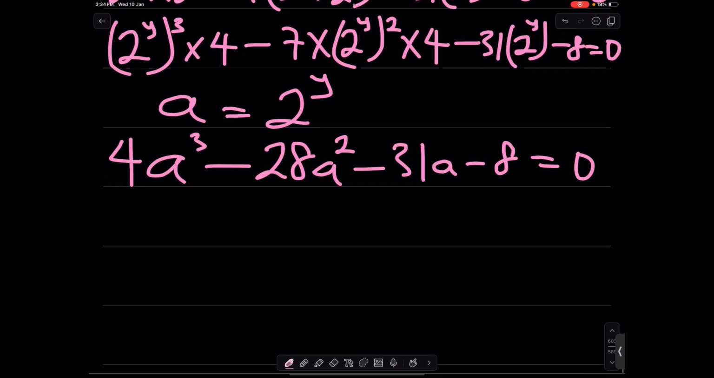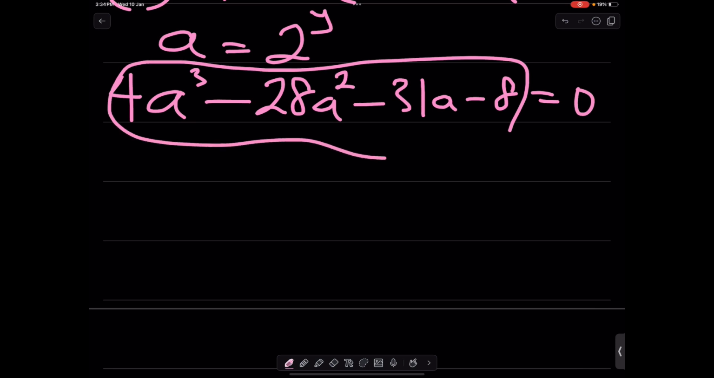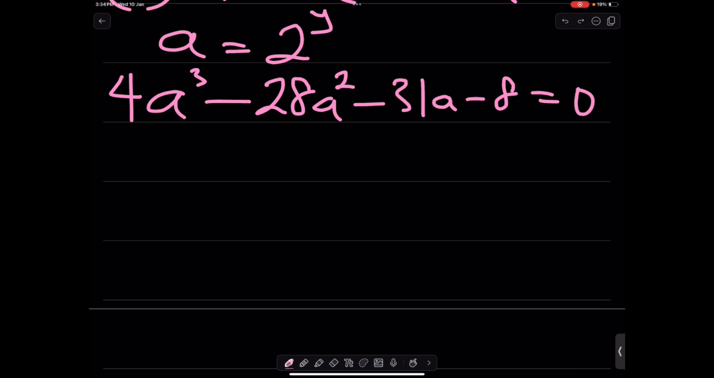Now what do we do? This is a cubic equation. How do we solve this? We can solve this by finding, first of all, one of the factors of 4a raised to power 3 minus 28a squared minus 31a minus 8. And what we do is we just keep checking for the value of a that will make this 0.